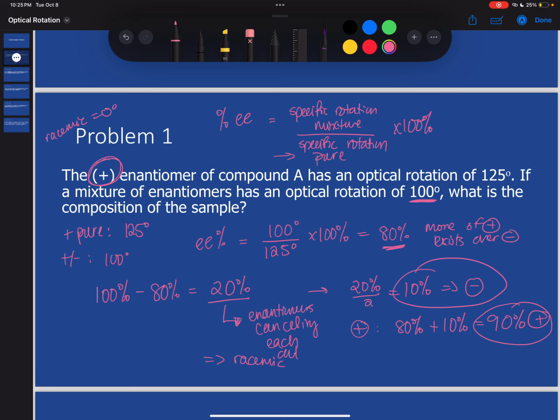Again, this 80% is what is not being canceled out. That's how much we're rotating the plane polarized light to get the 100 degrees of our optical rotation. The 20% is what is being canceled out. That's why we're not seeing a full 125, because we don't have a pure sample of the positive enantiomer. All right, hopefully that clarified some questions you might have about specific rotation.